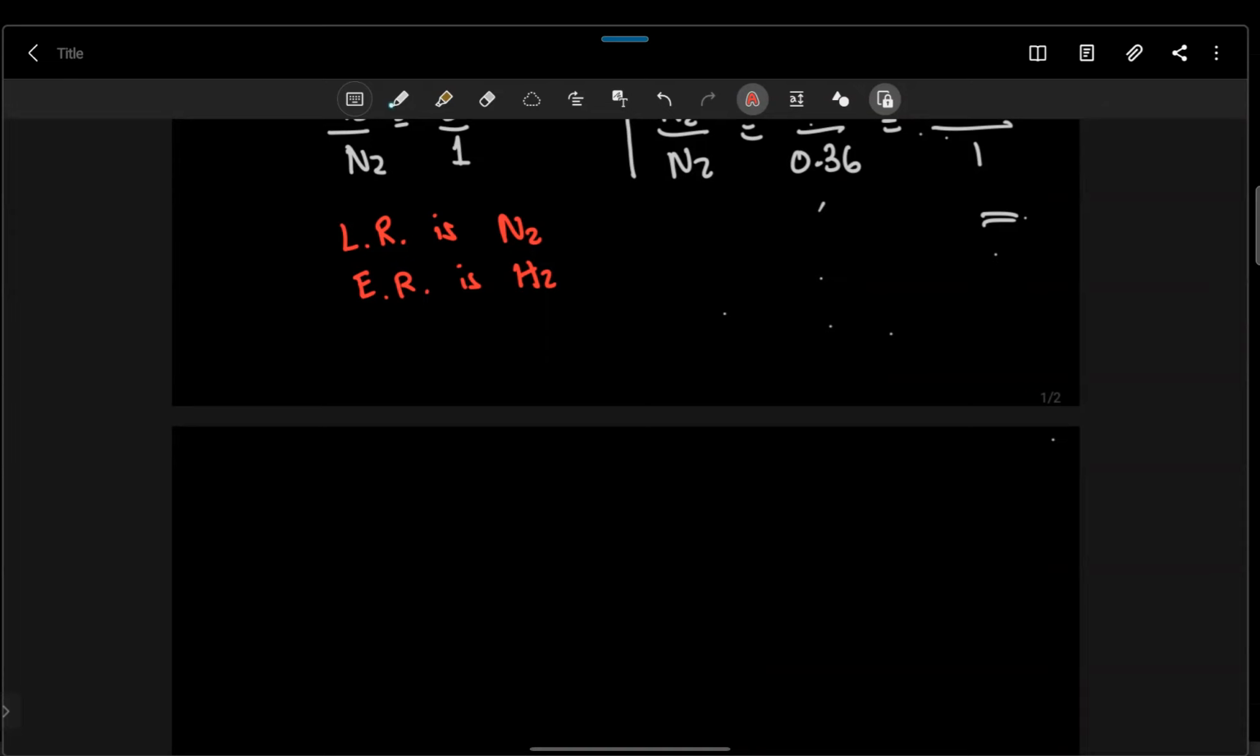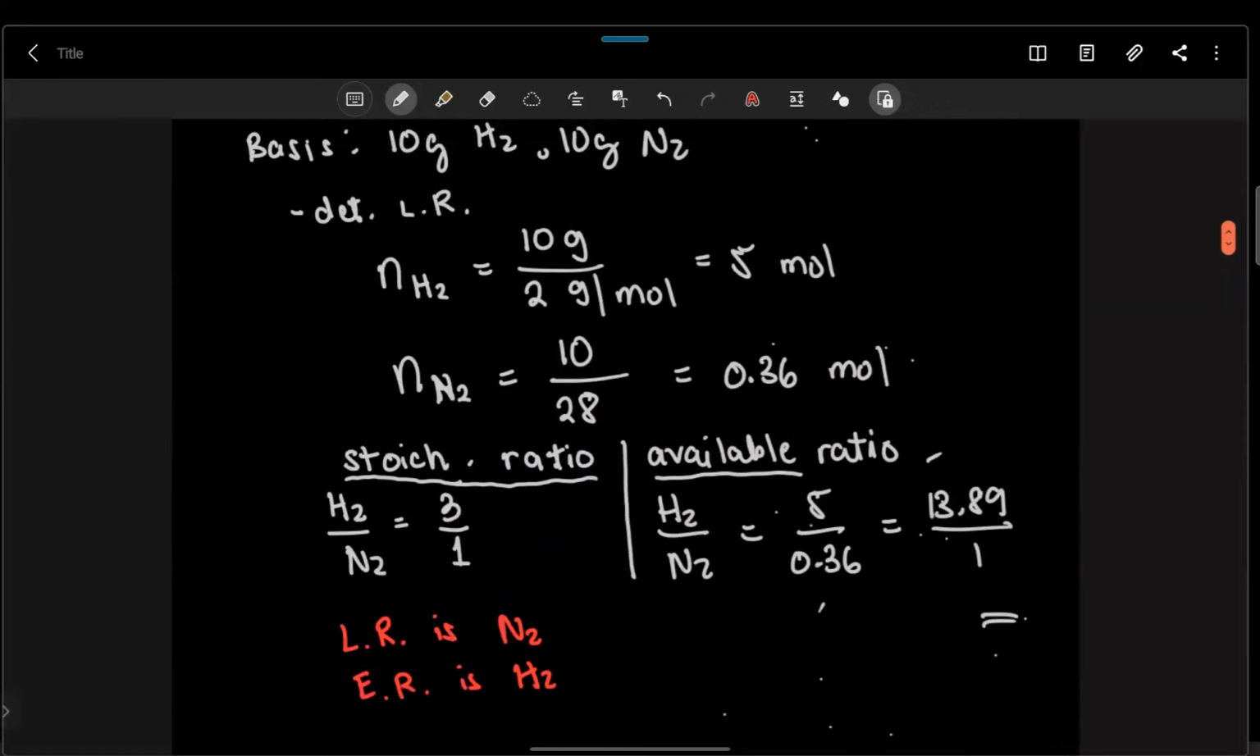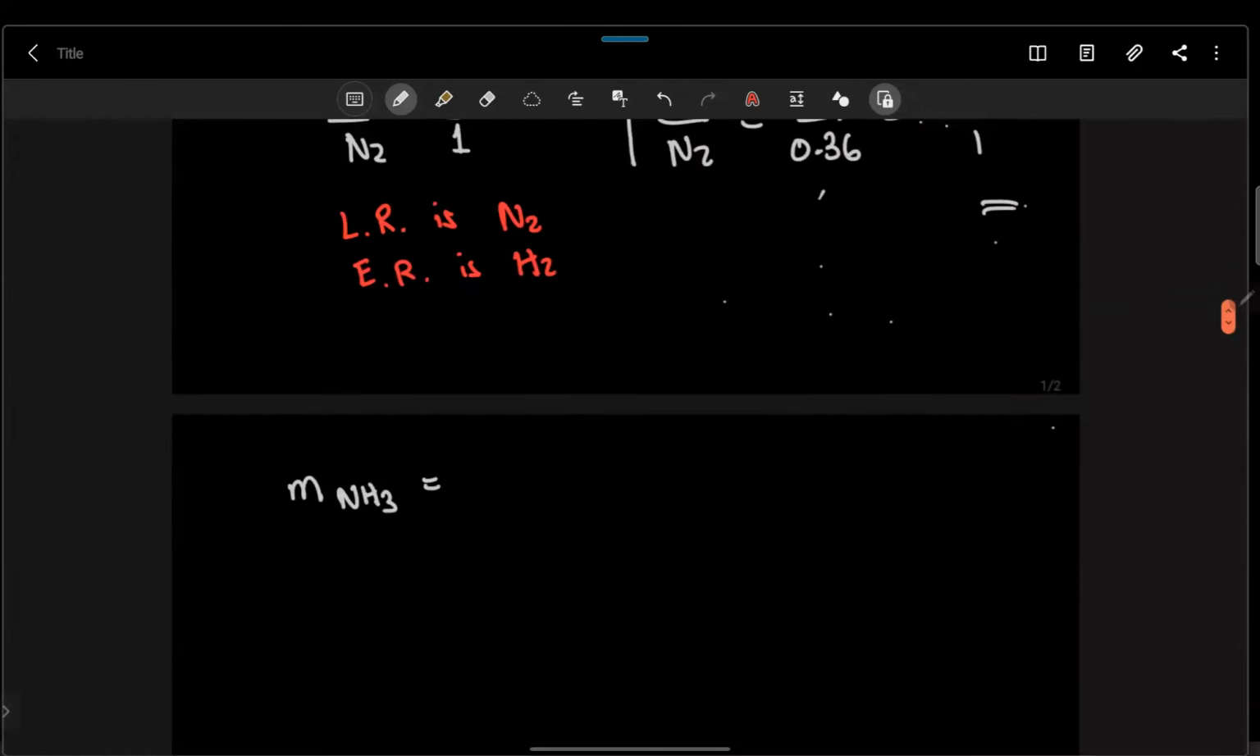Okay, so mass ammonia equals, gagamitin natin syempre si limiting reactant, okay, which is nitrogen. So ilan ba yung nitrogen natin na finid? Ayun, no? 0.36 moles.